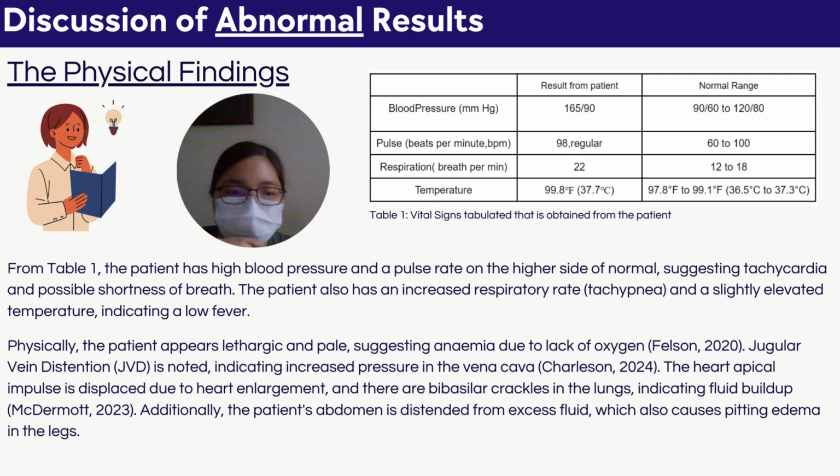Physically, the patient appears very tired and pale, which suggests anemia, and jugular vein distension is being observed, which indicates increased pressure in the veins, and a displaced heart apical impulse, suggesting heart enlargement. Crackling sounds in the lungs, fluid buildup in the abdomen, and swelling in the legs were also noted.